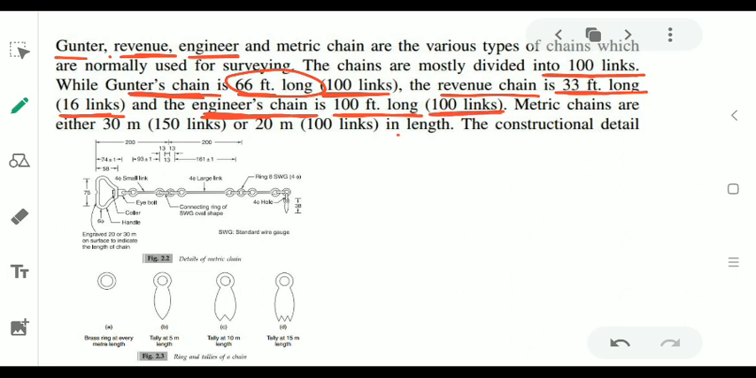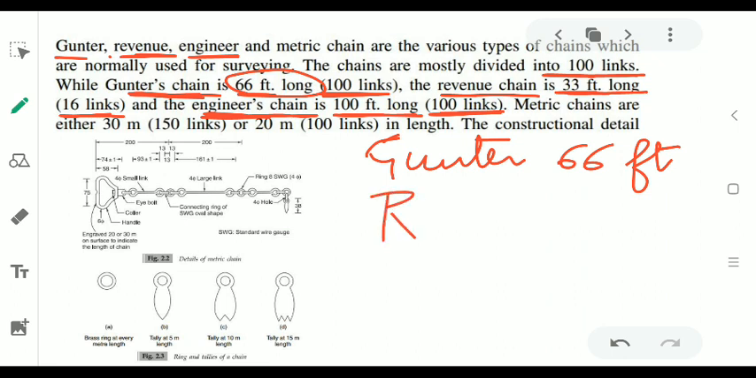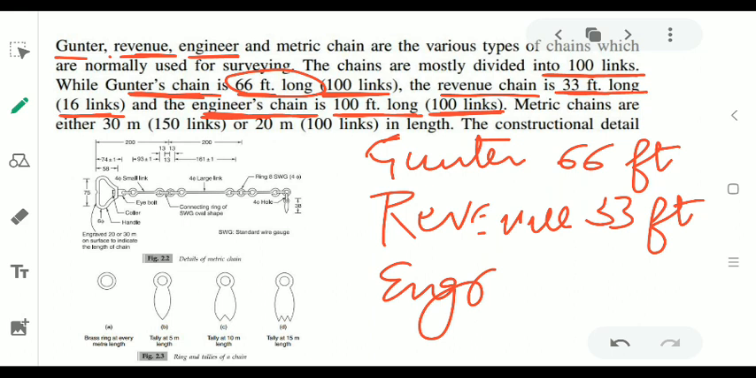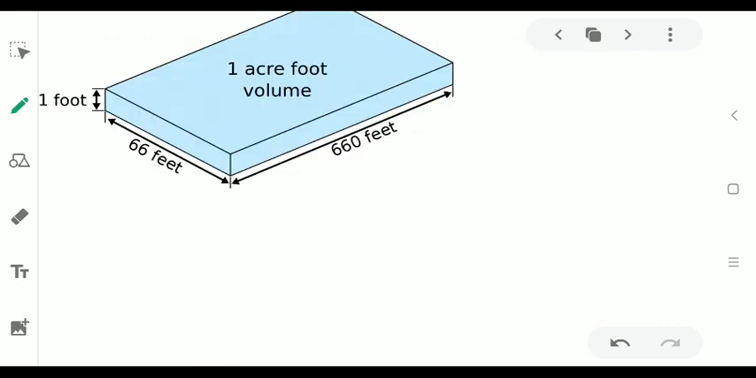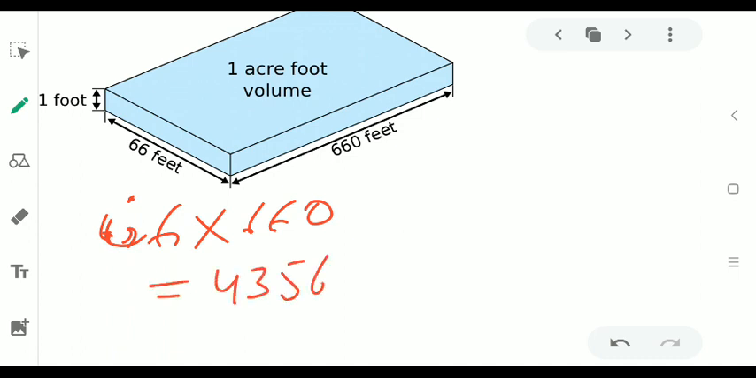So you need to be careful with these values. Gunter's chain was 66 feet long, revenue chain was 33 feet long, and engineer's chain was 100 feet long. Now this 1 acre can also be represented by an area which has a dimension of 66 as its width and 660 as its length. So that will also come out to be 43560 square feet, that is equal to 1 acre.